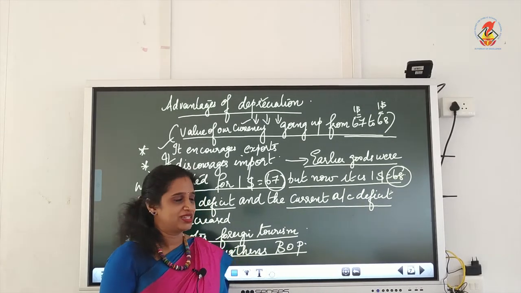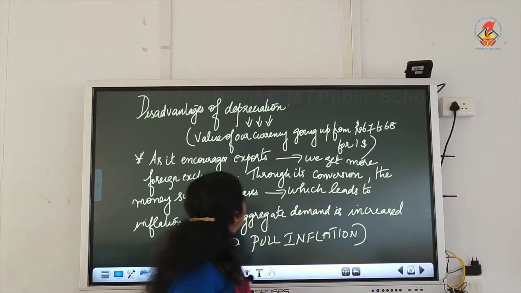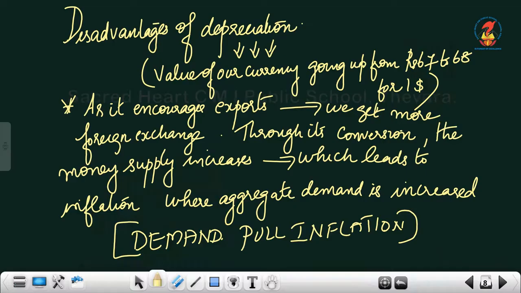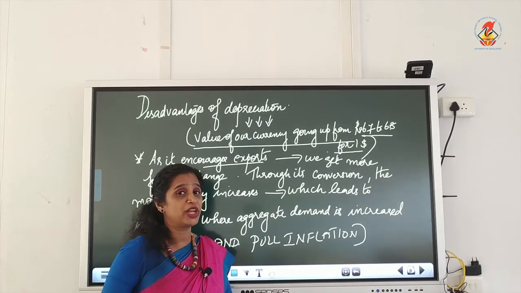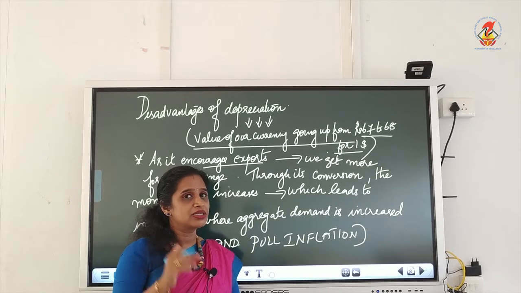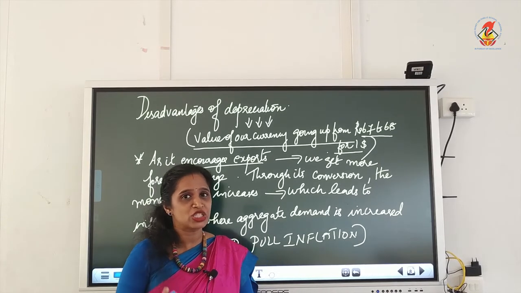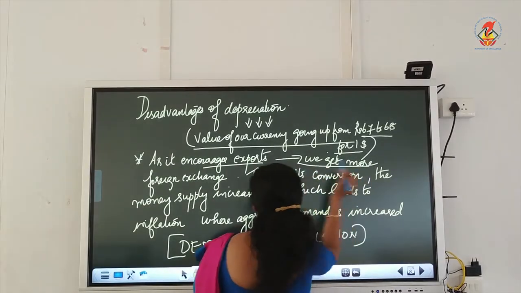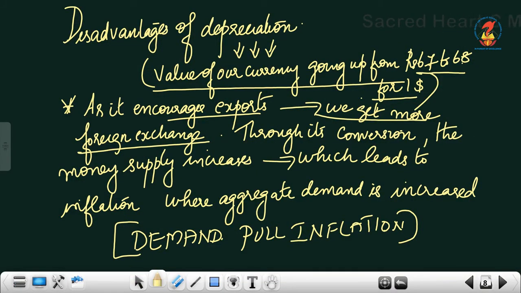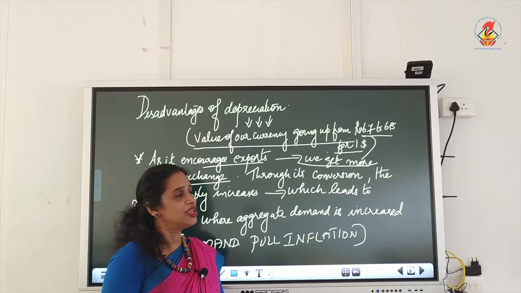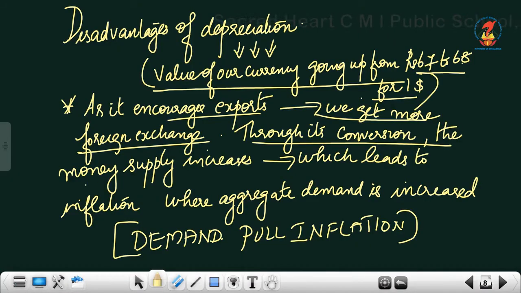Now we will move on to the disadvantages of depreciation. Again, I am reminding, depreciation means the value of our currency going down, from 67 to 68 for $1. It encourages the exports, definitely. That means we are getting more money now. So as it encourages the export, more money is flowing into our country. We get more foreign exchange. We will convert it into Indian currency. So through its conversion, the money supply of our country increases.